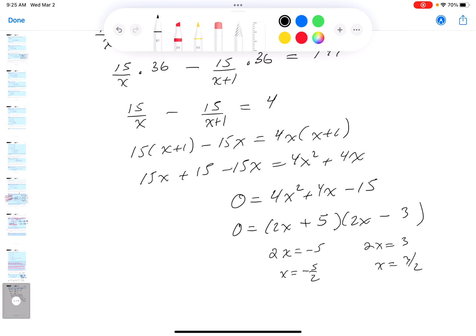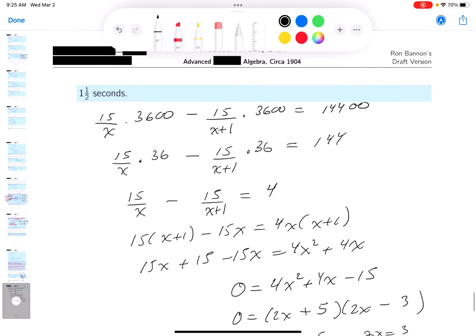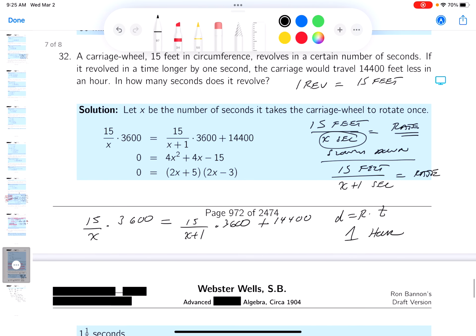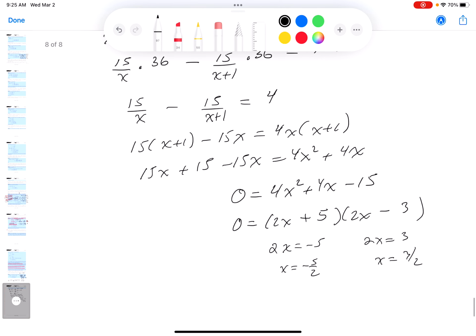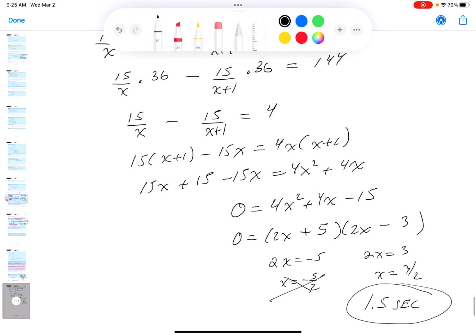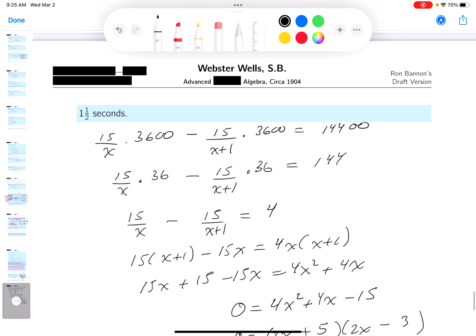I want to point out, if you thought about it, I do recommend you do think about things. Don't just box an answer blindly. But x represents the number of seconds it takes the carriage wheel to turn. This one's ridiculous. So what is it going to be? 1.5 seconds. Let's look at the answer key. And I'm seeing it. 1.5 seconds. We are done. Thank you.